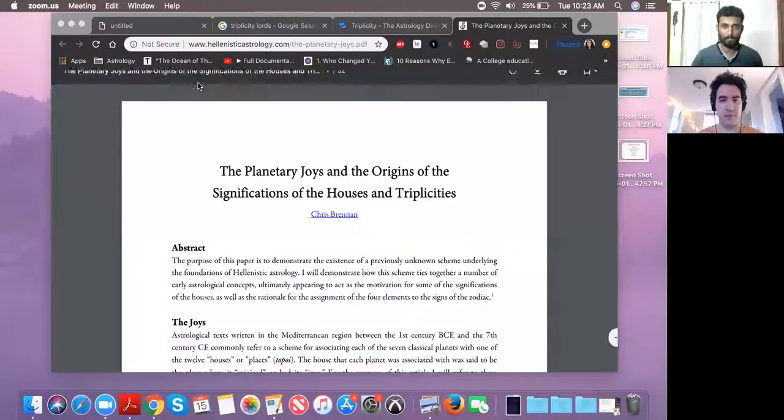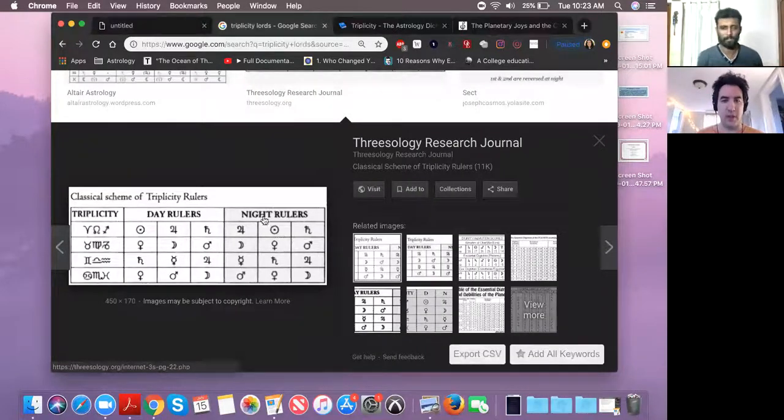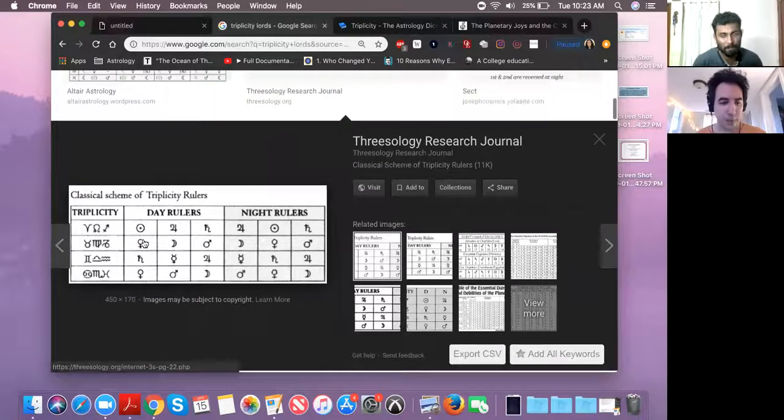Sure. Okay, great. First I'm going to share my screen so people can have a better idea of triplicity lords and what they are. It's really simple. You can find this diagram by searching in Google for triplicity lords and going to images, and you'll find it on a bunch of different websites too. The triplicities, as people will know, are the elements: fire, earth, air, and water. And then basically each of them has a set of 3 lords.